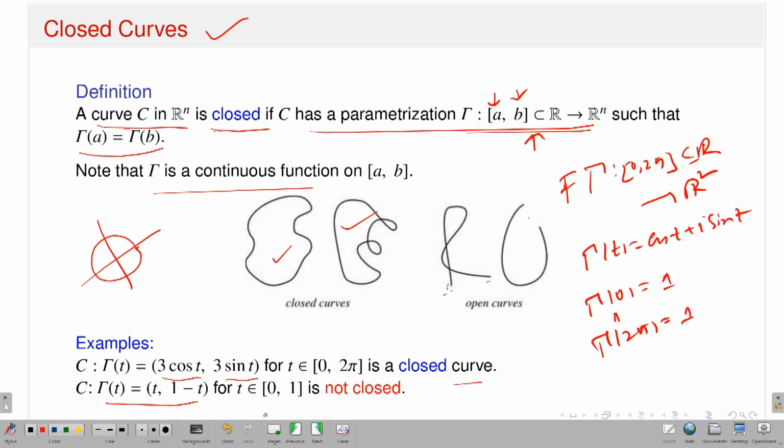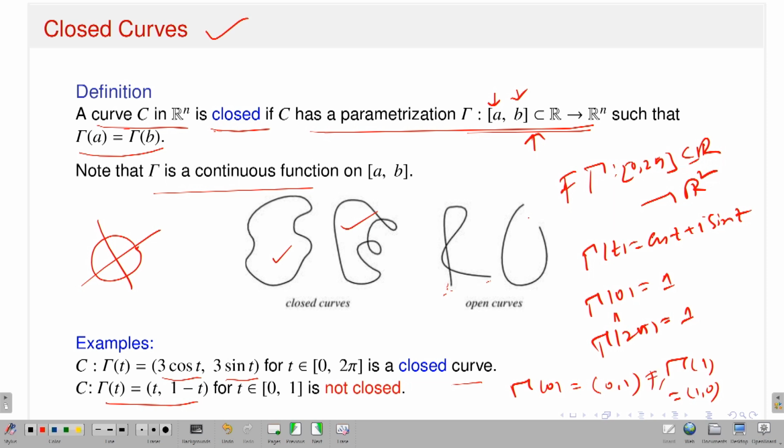What about this curve? This is not closed. You can draw a picture. What is the value of gamma at 0? It should be (0, 1). And the value of gamma at 1, that means t is equal to 1, right? So this should be (1, 0). So these two points are different. Gamma 0 is not equal to gamma 1. So this is not closed.